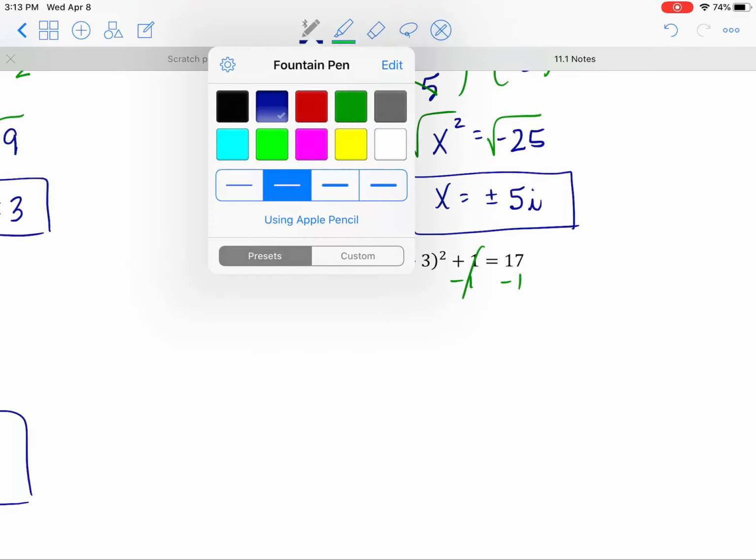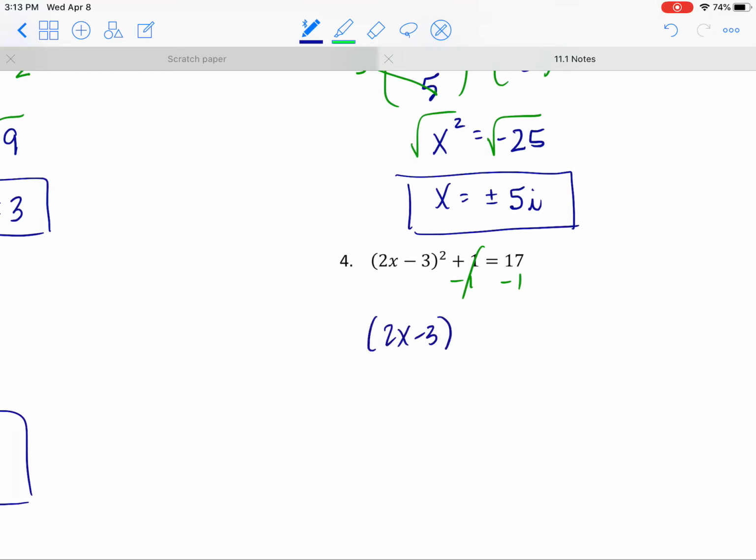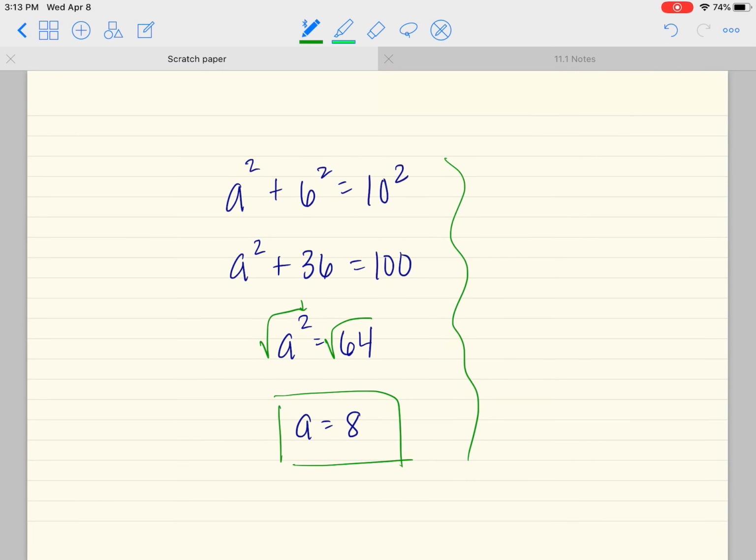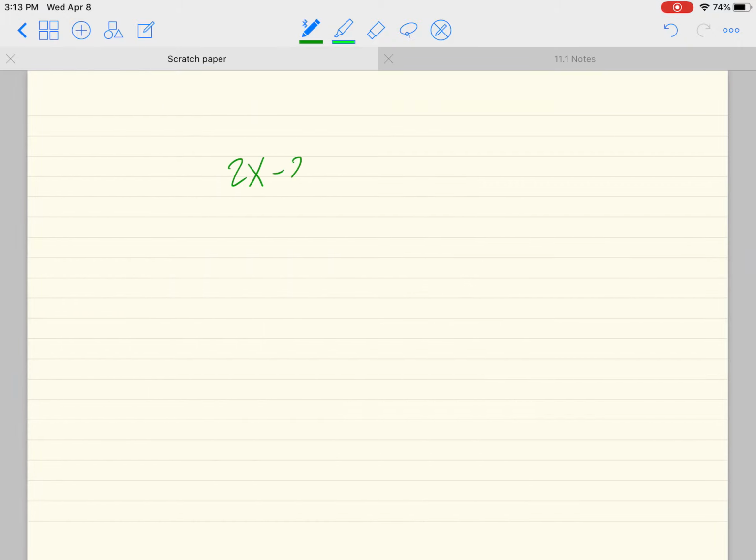Okay, now if you look at number 4, it looks a little different. This time the term that's being squared is a binomial. That's okay. So I want to get that binomial by itself. So in this one, we're going to start by subtracting the 1 from both sides. So that leaves me this binomial, 2x minus 3 squared equal to 17 minus 1 is 16. Now I can get rid of the square, right? I can't move the 2 or the 3 because they're trapped in the parentheses. But I can get rid of the parentheses if I get rid of the square. So I'm going to do that by taking the square root. So that's going to give me 2x minus 3 equal to, don't forget, plus or minus 4.